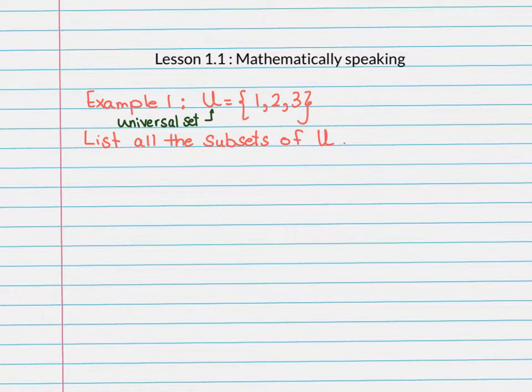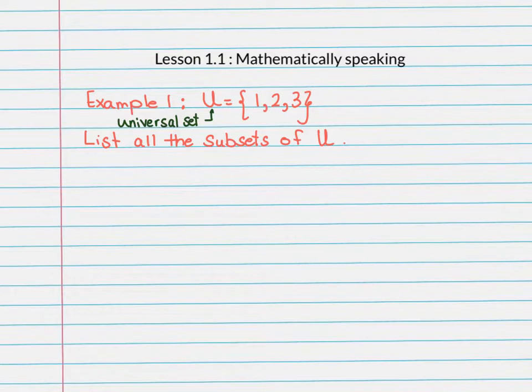Now, usually in any assessment or in any exercise, the universal set is given and it is symbolized by the letter U. The question is, list all the subsets of U. What do we mean by subsets? This means how many other sets can you make from the universal set U?